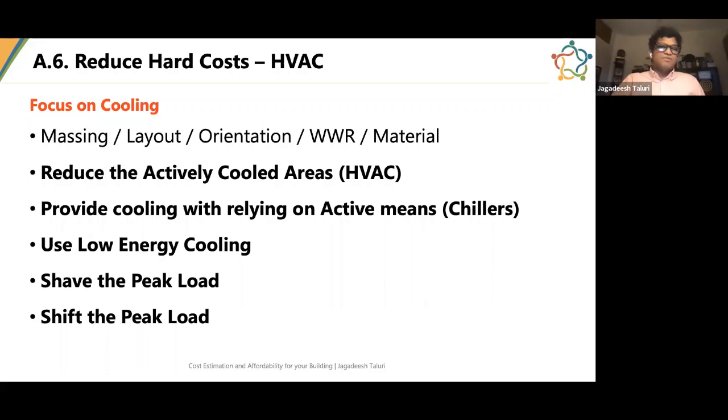Second technique that you should be using is to rely less on active means, like how much time you can use passive methods. Third method you try and use is, of course, you have to get into low energy cooling method, whether it's radiant, whether it's chilled beams, or whether it's actual passive cooling. And the last two methods, which are more important for you to make a net zero energy building, is try and shave your peak loads and try and shift your peak loads. I'll illustrate each of these things so that it becomes more clear.